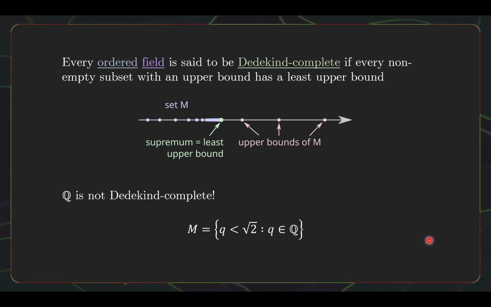Well, 2 is also an upper bound, and it's smaller than 3, but is 2 the smallest upper bound? No, 1.5 is also an upper bound, and is smaller than 2. Can I find an upper bound smaller than 1.5? Yes, 1.42 is an even smaller upper bound. Can I eventually find a smallest upper bound? And the answer is no, because remember, square root 2 is not inside your rational numbers. So you cannot say, oh, square root 2 is my least upper bound. No, because square root 2 is not a rational number. And no matter what rational number you choose as an upper bound, there is always a smaller upper bound. So this tells us that Q is actually not Dedekind complete.